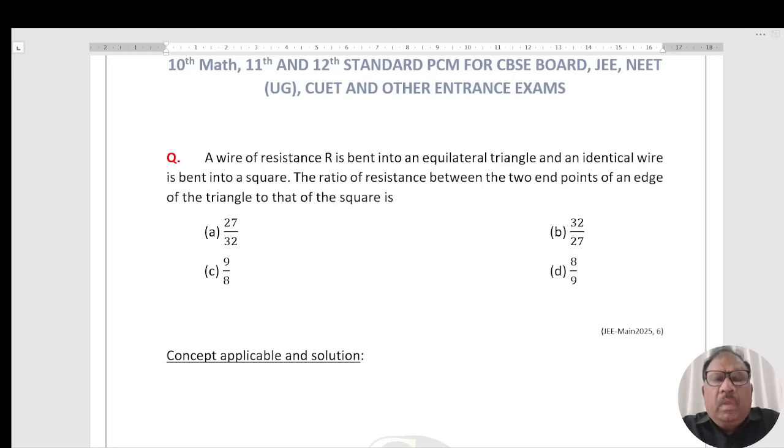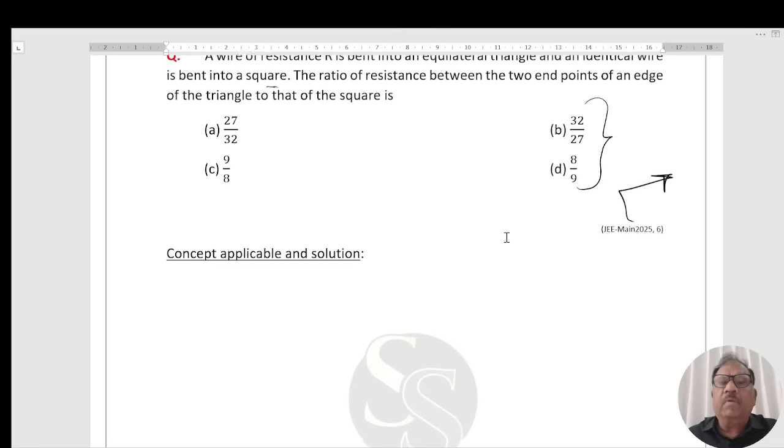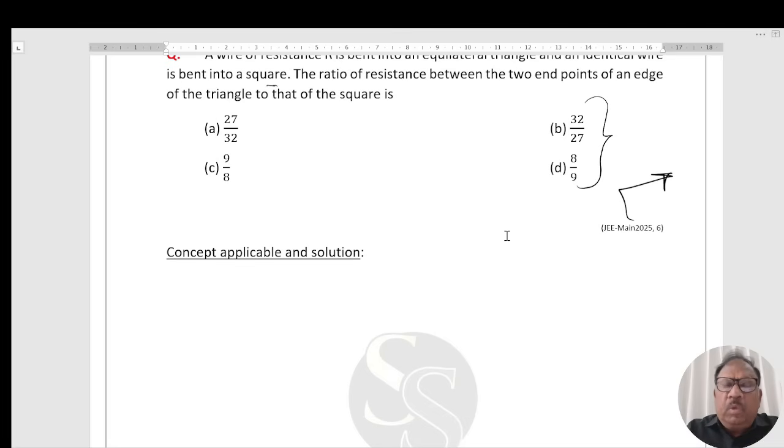Question is, a wire of resistance R is bent into an equilateral triangle and an identical wire is bent into a square. The ratio between the resistances across the two endpoints of an edge of the triangle to that of the square is. Four options are given, one of the options is correct. That question is taken from JEE Main 2025. In both the cases, wire is identical and they have the same resistance.